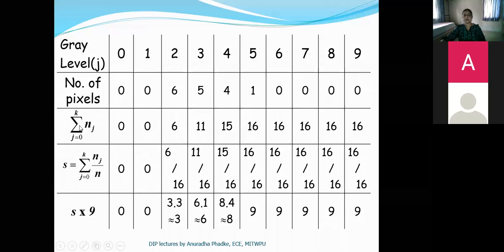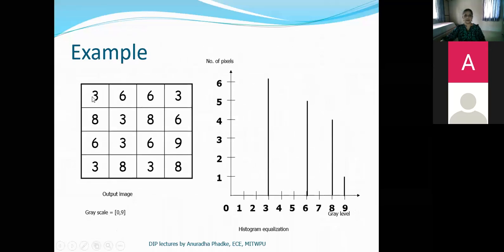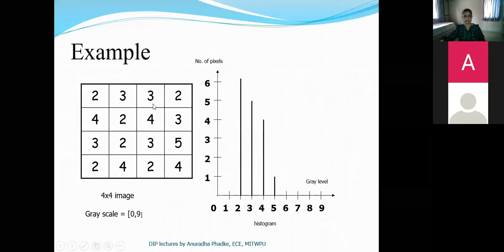Okay. So after completion of all these steps, we get the relation between original gray value and new gray value. So from the original image, all the pixels having value 2, now we have to replace them by value 3 and so on as per this table. Okay. So this is your resultant image. Okay. So this was your original image.